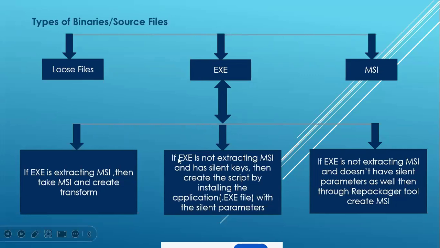The second thing is, if the EXE is not extracting an MSI and it has a silent switch, then you can create a script installing that EXE silently and deliver it to the customer. The third thing, if both the first and second options are not fulfilled, meaning the EXE doesn't have an MSI nor a silent key, then you take a capture with the repackager, which is a part of the AdminStudio tool, convert that EXE to MSI, and then deliver that MSI to the customer.